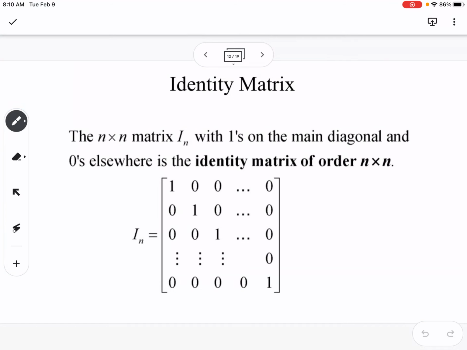So an identity matrix is a matrix that has 1s along the diagonal and 0s everywhere else. So you can see we have the dots to show that this can be any size, okay? But the identity matrix is going to have 1s along the diagonal just right there.